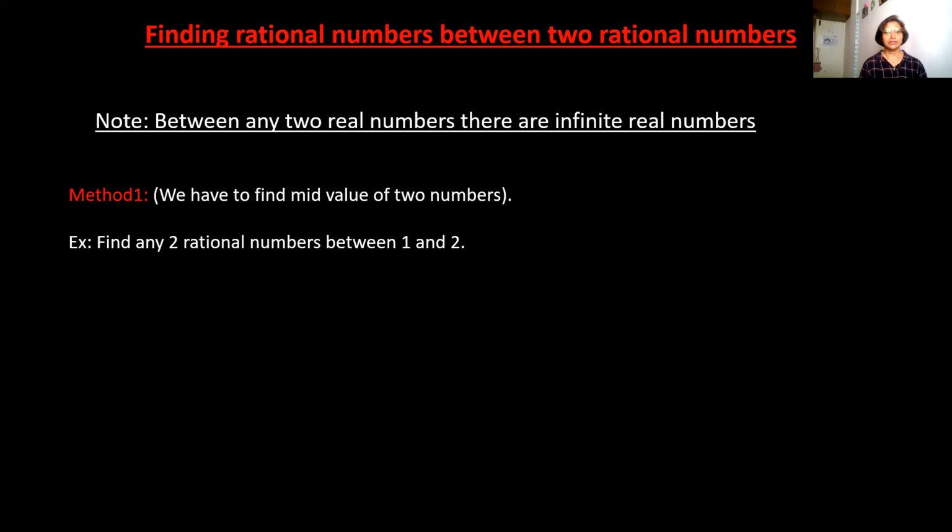Okay, so here we are going to learn by using method 1, find any two rational numbers between 1 and 2. And the first method is we have to find the mid value of two numbers. So this is method 1, how we can find the rational numbers between two rational numbers. So if we write here 1 and 2, you have to find two rational numbers between these two. So how will we find the mid value? For mid value, 1 plus 2 upon 2. So 3 upon 2. So the first number you will get will be 3 upon 2.